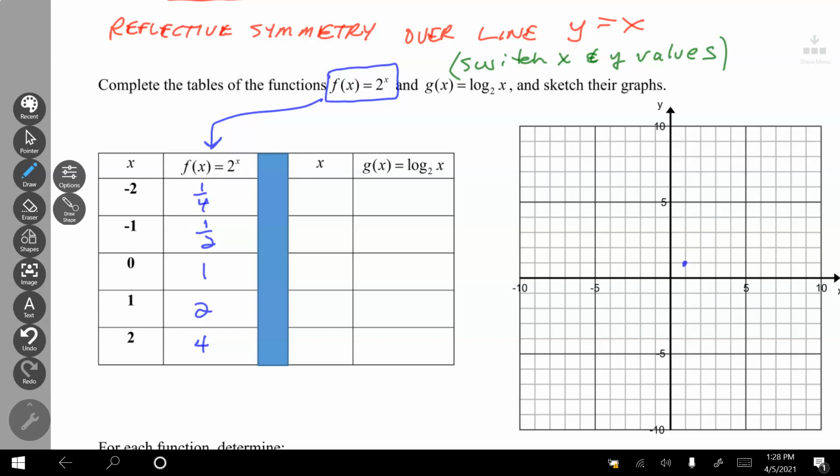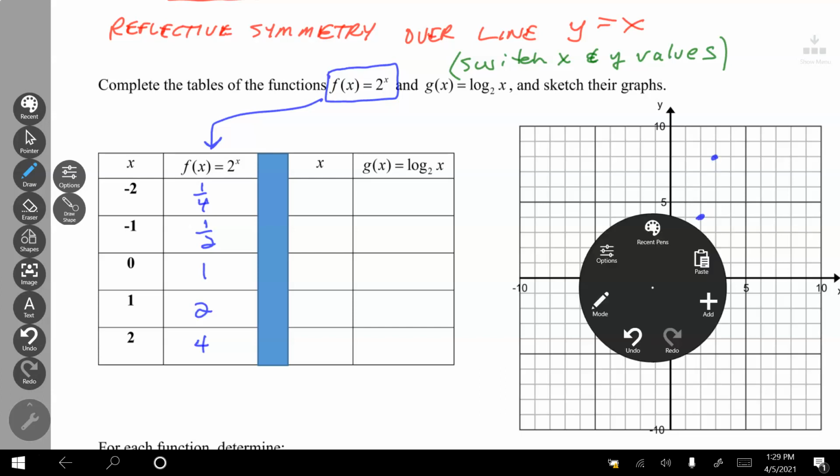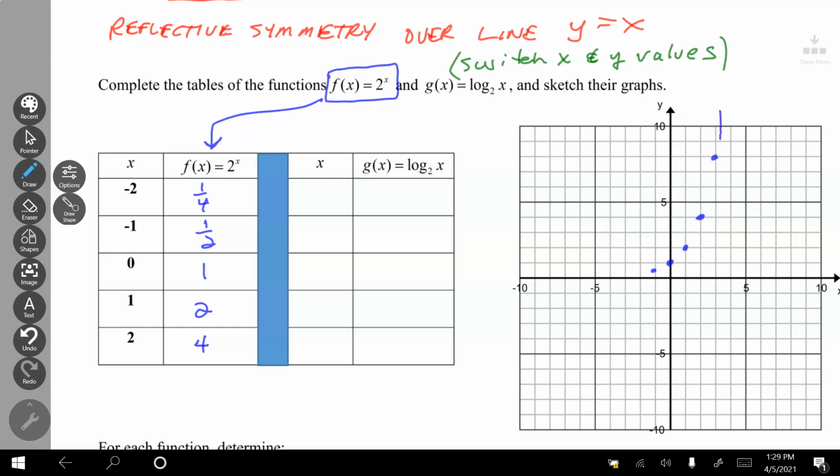Excuse me, it's a bad graph. I can't even see my eraser. 0, 1. 1, 2, 2, 4. Technically it would be 3, 8. I'm going to put it there just to guide me. And then there's a half. And the graph looks something like this, to the best of my ability. And this is f of x equals 2 raised to the x. Nice exponential function. Left side levels off. Right side goes up to infinity.